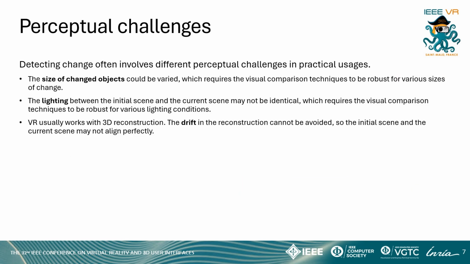Detecting change often involves different perceptual challenges in practical usage. Firstly, the size of the changed objects could vary, which requires the visual comparison techniques to be robust for various sizes of change. Secondly, the lighting between the initial scene and the current scene might not be identical, which requires the techniques to be robust for various lighting conditions. Lastly, VR usually works with 3D reconstruction, and drift cannot be avoided, so the initial scene and the current scene might not align perfectly.